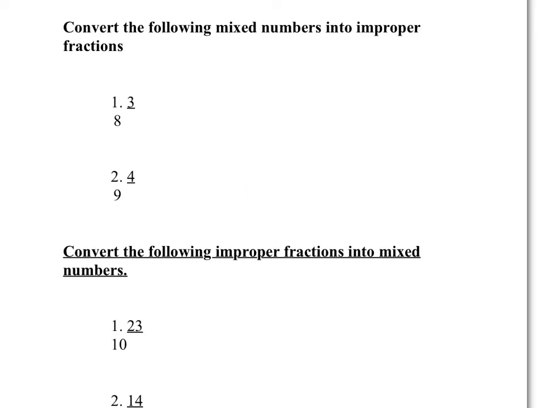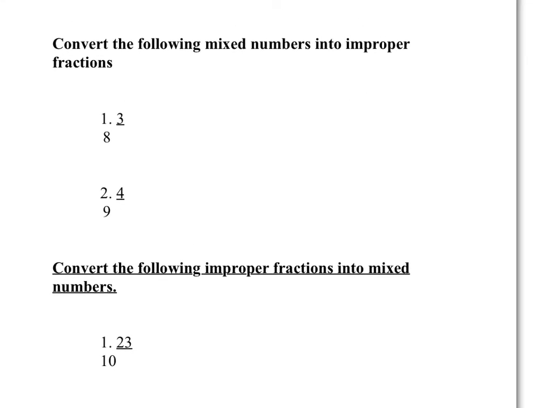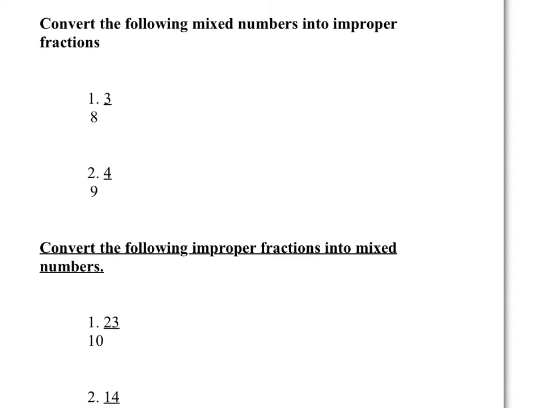Alright, again, Mr. Langstraat forgot to write the mixed numbers in properly, but we did write them on the board, and this was supposed to be 2 and 3/8, and this one was supposed to be 1 and 4/9. Okay, so convert the mixed number into an improper fraction. That's all I'm asking you to do.